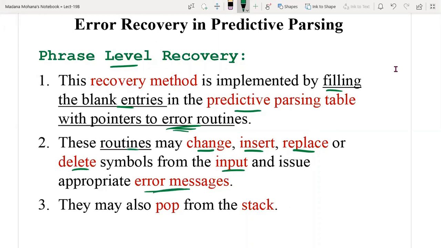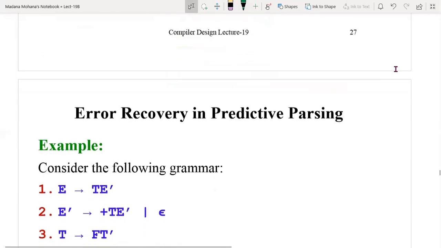So this phrase level recovery is nothing but simply changing, inserting, replacing, or deleting symbols from the input and issuing an appropriate error message. They may also pop from the stack finally. So these are all the phrase level recovery methodologies.